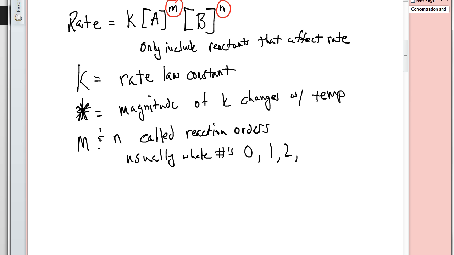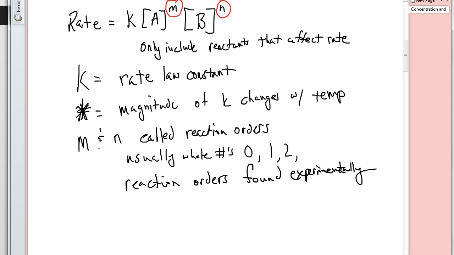Now, reaction orders have to be found experimentally. We have to actually do an experiment to determine them. We can't just look at the balanced equation and go, okay, I know what the reaction order is.